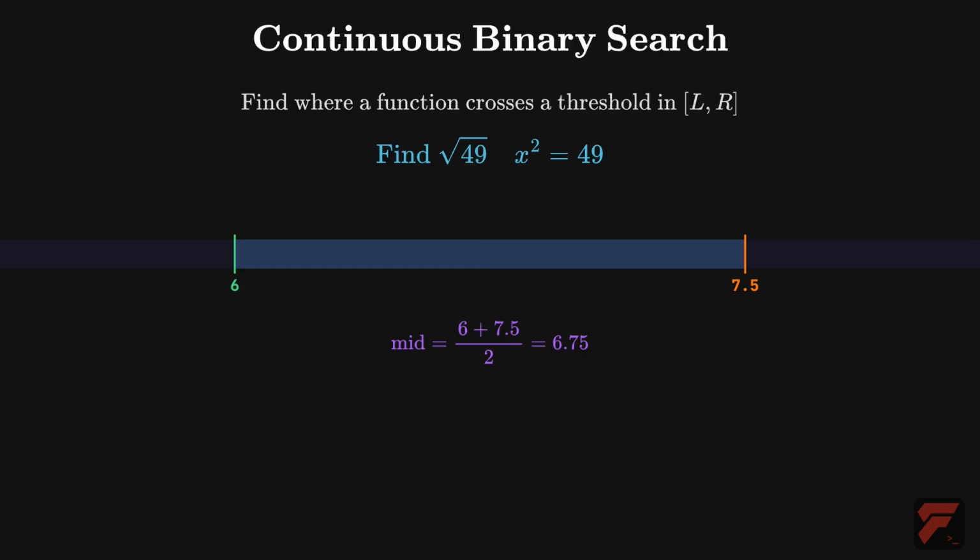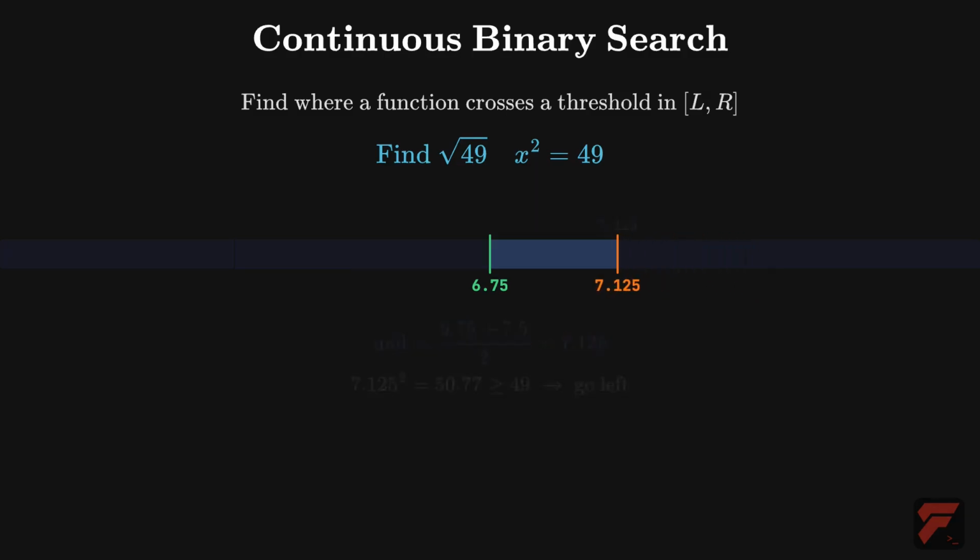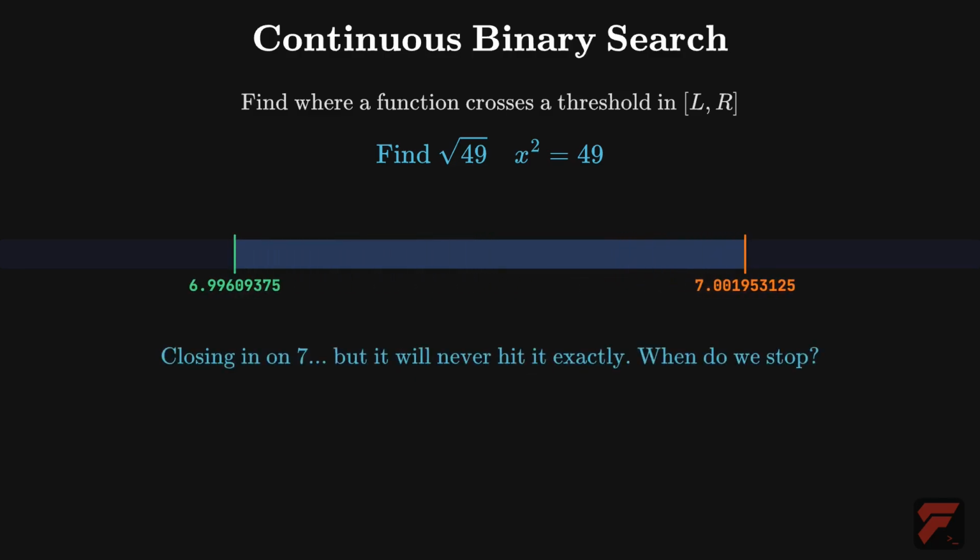Mid 6.75. Square is 45. Below. L becomes 6.75. Mid 7.125. Square is 50. Just above. R becomes 7.125. Watch it closing on 7 from both sides. A few more iterations and the gap is tiny now. It's closing in on 7, but it will never hit it exactly.